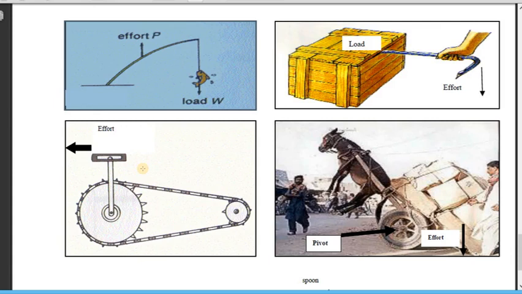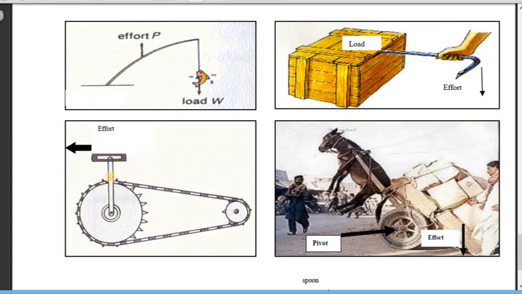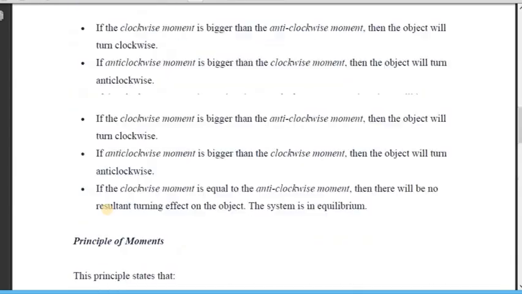Okay, so in this case, the donkey should be the one applying the effort, and this should be the load. But now it's turned upside down, because the load has ended up being greater than the effort, and now the load becomes the effort, right? The wheel remains the pivot either way. So this is a bicycle gear. If you've ever ridden a bicycle, that will be your effort. The center of the gear there will be your pivot, right?